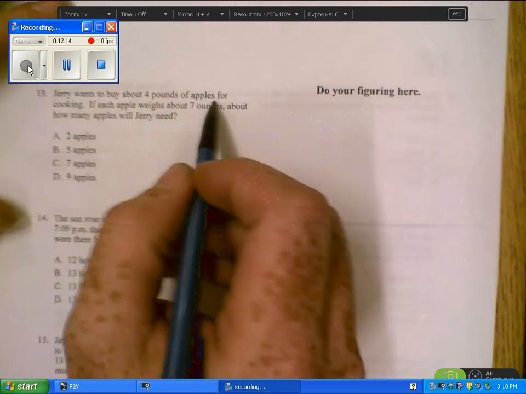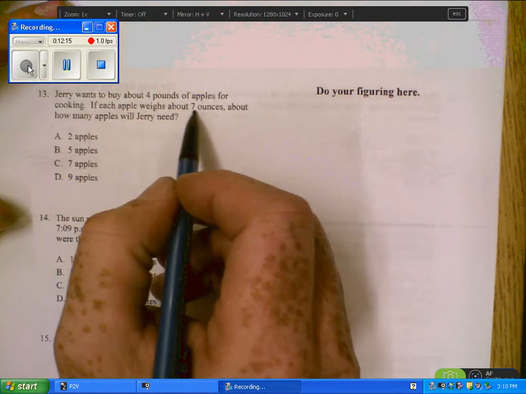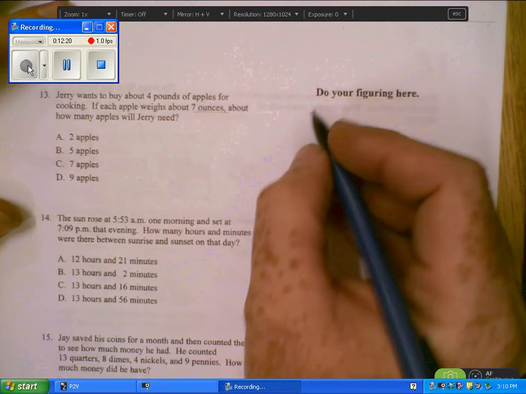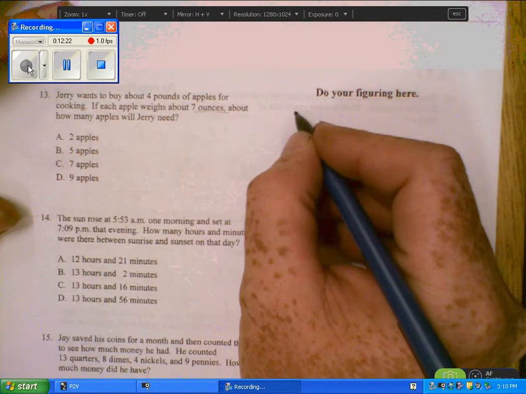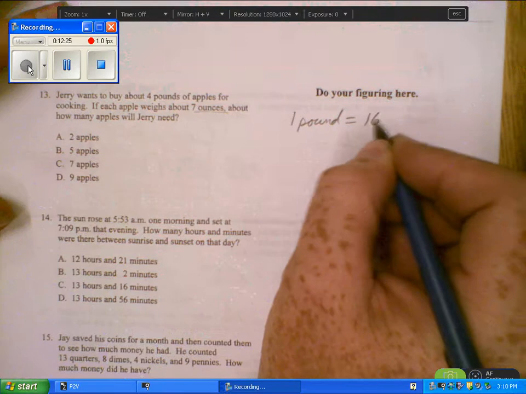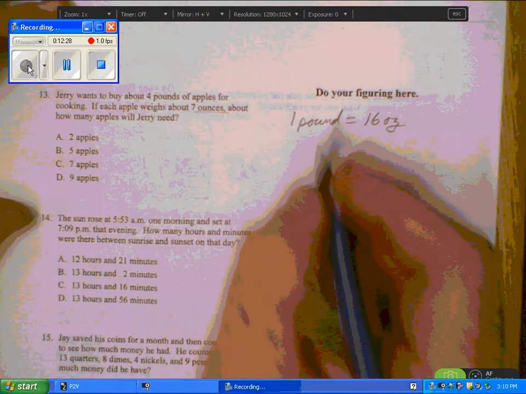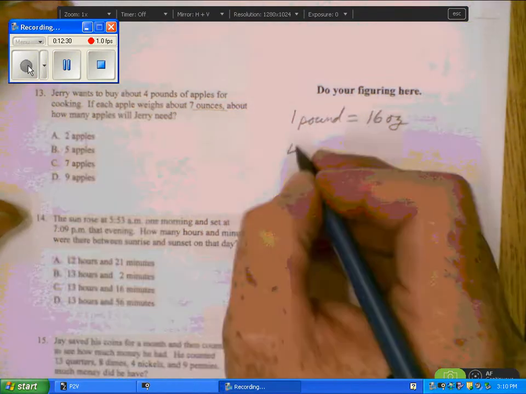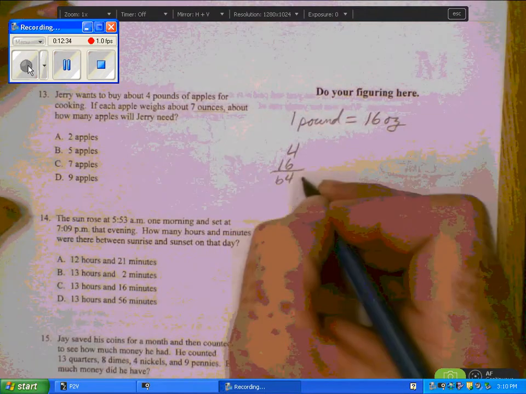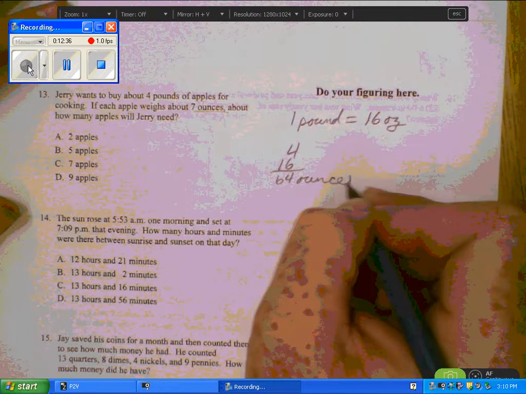Jerry wants to buy 4 pounds of apples for cooking. If each apple weighs about 7 ounces, about how many apples will Jerry need? First thing you got to know is that 1 pound equals 16 ounces. So if he wants 4 pounds, you just take 4 times 16 and get 64 ounces is how many he needs.